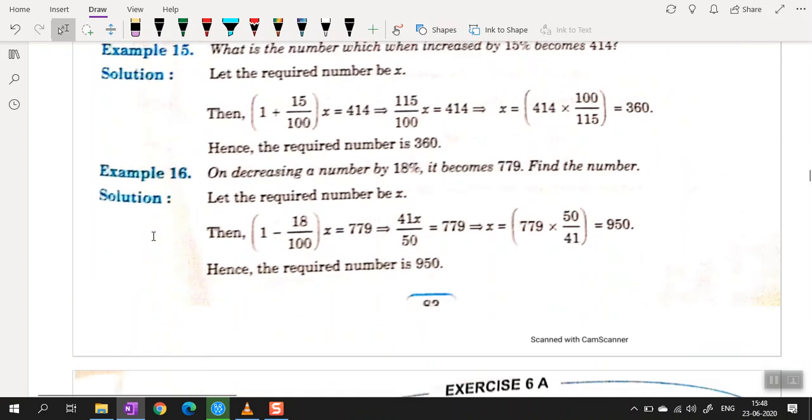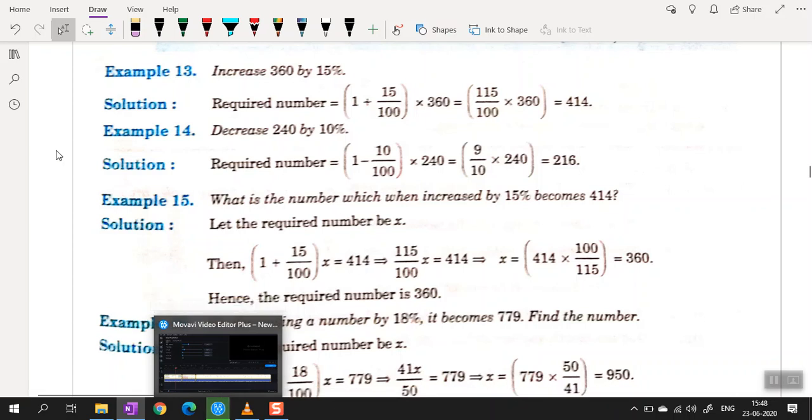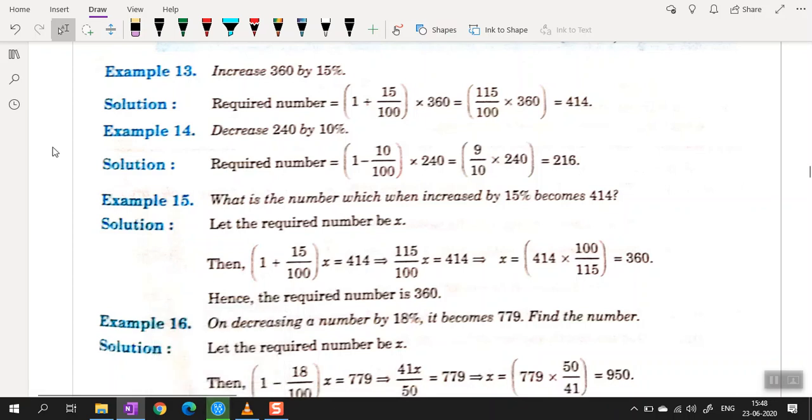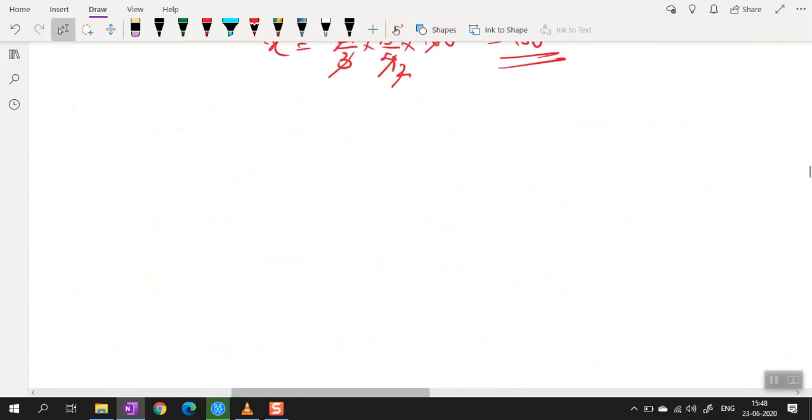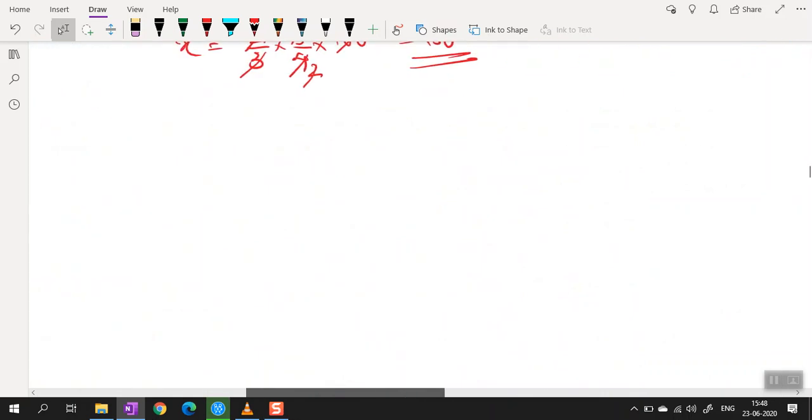Okay, increasing or decreasing a quantity by a certain percent. Let's do it my way. 4 more sums and we are almost done. Cool. Increase 360 by 15%. This is question number 13.